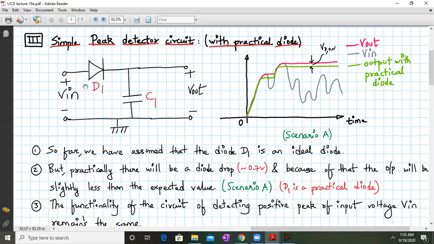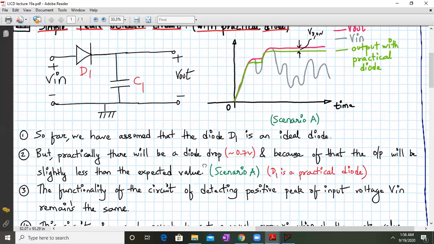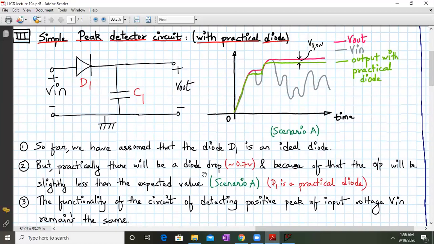So it will require some voltage to overcome, and only when the external voltage overcomes the diode voltage will the current start to flow. That is called the turn-on, or cut-in, voltage of the diode. So if you apply an anode voltage greater than the cathode voltage by about 0.7, only then will this diode turn on. That is the feature of this practical diode. So it should work as a peak detector, but the output will be slightly less than the expected value.